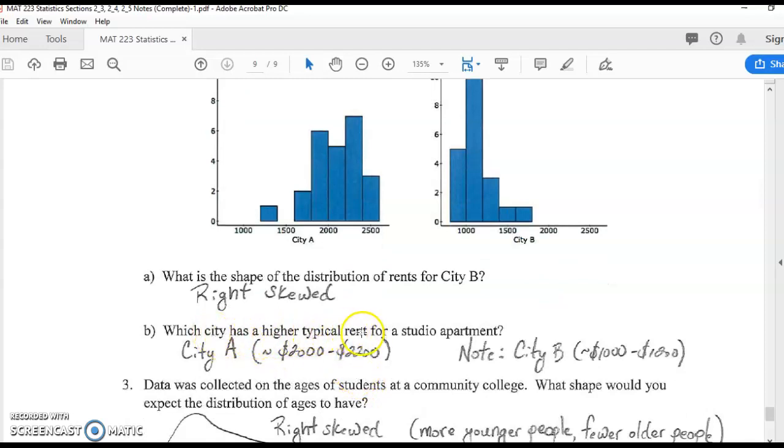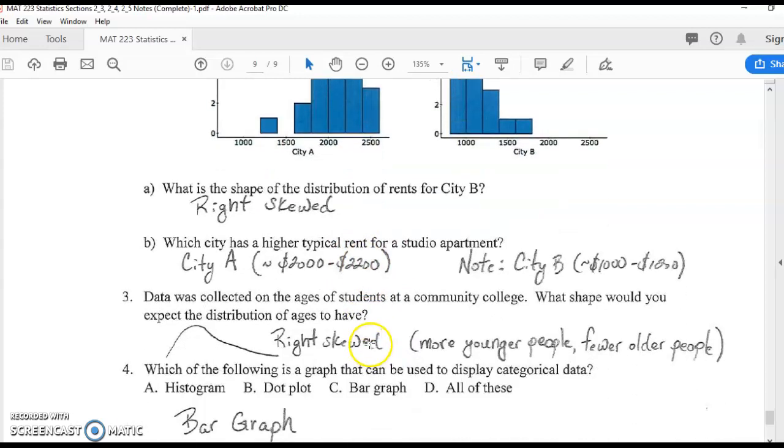Which city has a higher typical rent for a studio apartment? So for the higher typical, where's the balance point? Looks like the balance point is somewhere between 2,000 and 2,200 for A. Balance point is somewhere between 1,000 and 1,200 for B. So certainly city A has a higher typical rent.